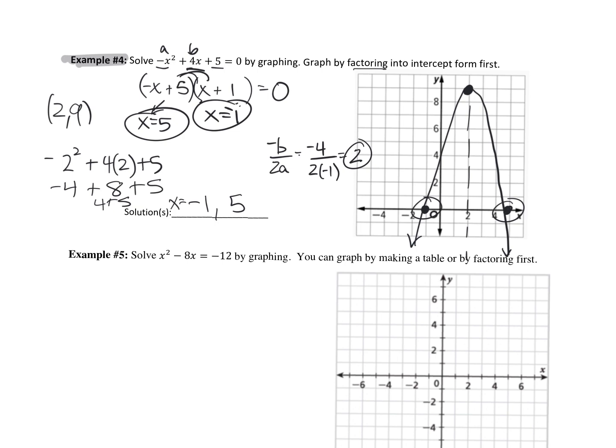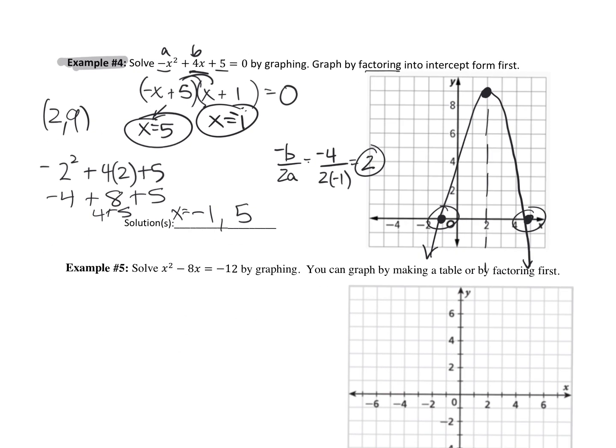I should mention on this one, you can also get more points by just making a table. You have your vertex, which was 2 comma 9, and then you could get the 1 and the 3, and kind of keep going from there to get a couple more points on the table. But we did find the solutions by graphing.